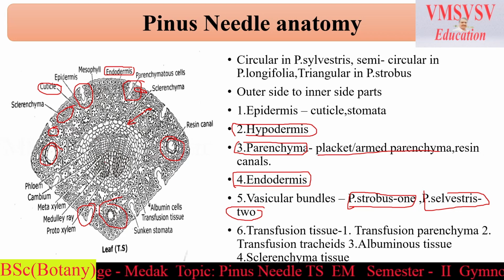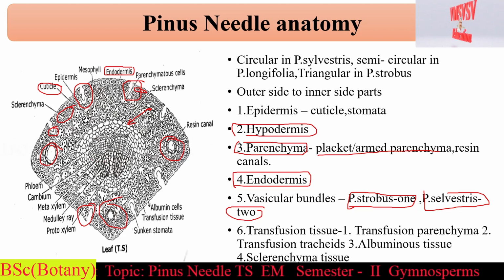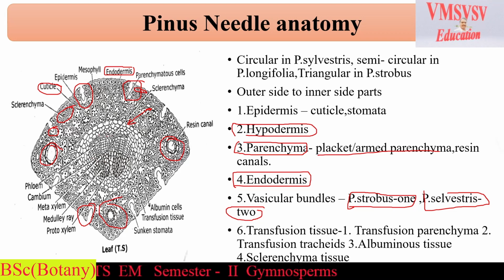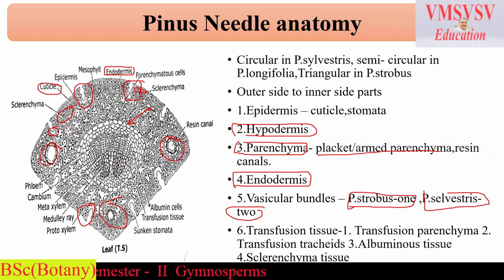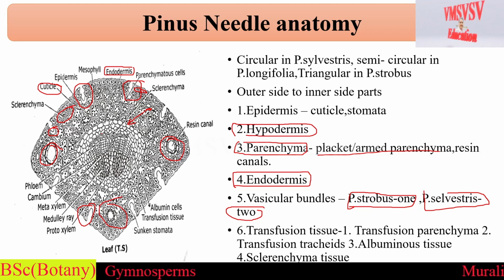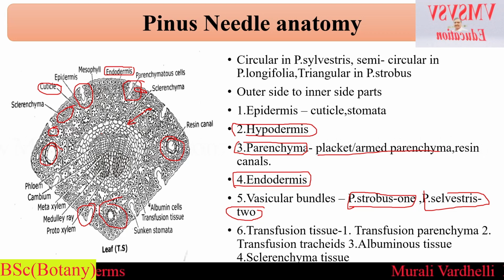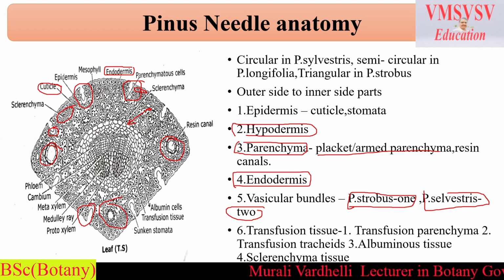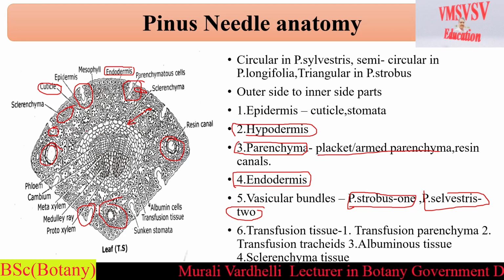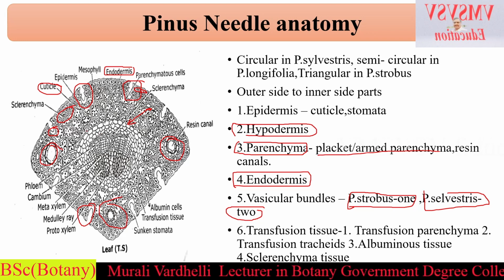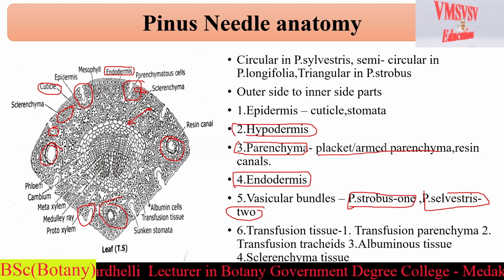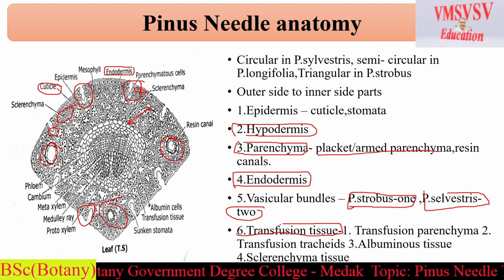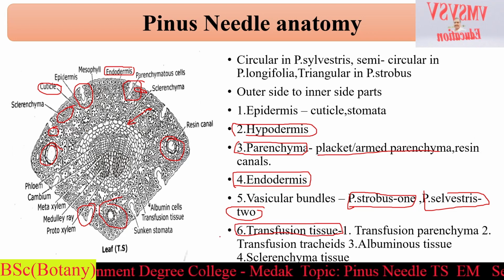Each vascular bundle, you can observe, is conjoint, collateral, open, endarch type. Sieve tubes are present in the phloem, and phloem parenchyma is also present, but companion cells are absent. In xylem, only tracheids are present. Next, sixth part in the Pinus needle anatomy is the transfusion tissue.